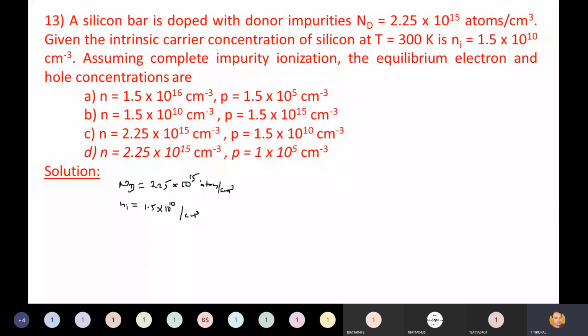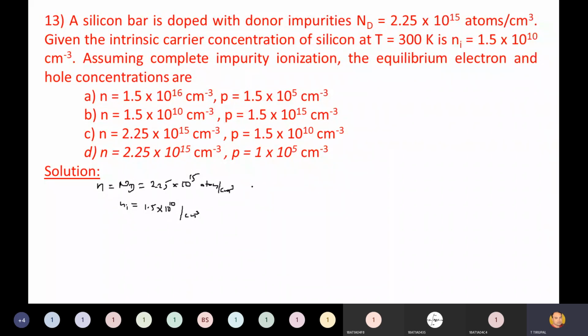Assuming complete impurity ionization, the equilibrium electron and hole concentrations are. You need to find electron and also hole concentrations. Tell me, what is this ND? Donor impurities means it's equal to electron concentration, N. And what type of semiconductor is it? It's a donor impurity, ND. So how to find the hole concentration?